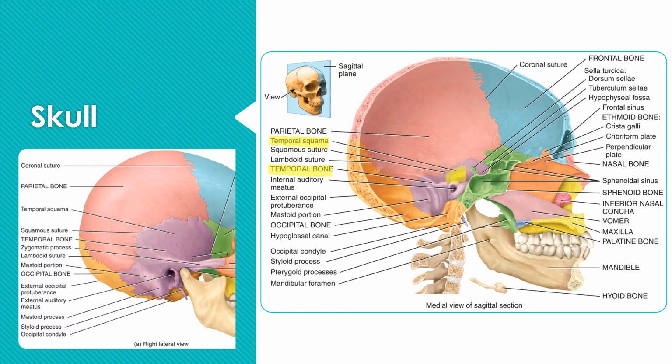Now, if we look to the left here, this picture, which is an external view of the skull, we can see the purple temporal bone from the outside, and projecting from the inferior portion of the temporal squama is going to be the zygomatic process. So this process here. This articulates with the temporal process of the zygomatic bone. So the zygomatic bone is actually the cheekbone. And remember, when one bone articulates with another, it forms a joint.